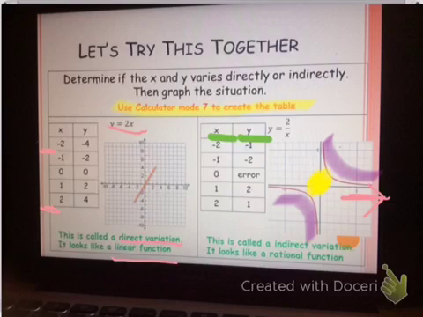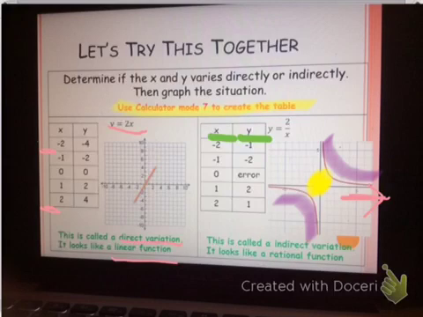You need to know when you're looking at a direct variation and an indirect variation from a graph. But here's how you remember it. A direct variation looks like a line. Indirect variation looks like two L's that are opposite of each other, and if you fold your paper across, they'll touch each other. That's all you need to know, and just make sure you know how to create the graph with your calculator. Get your points, plot your points on your graph.